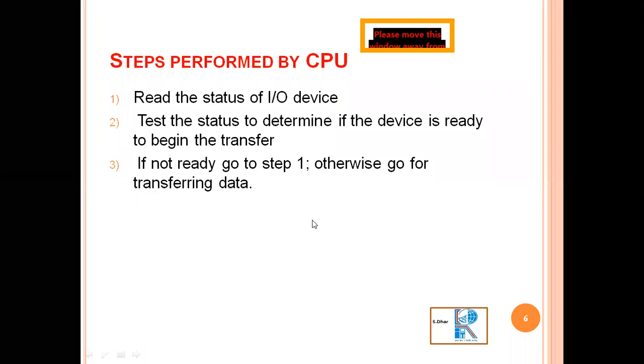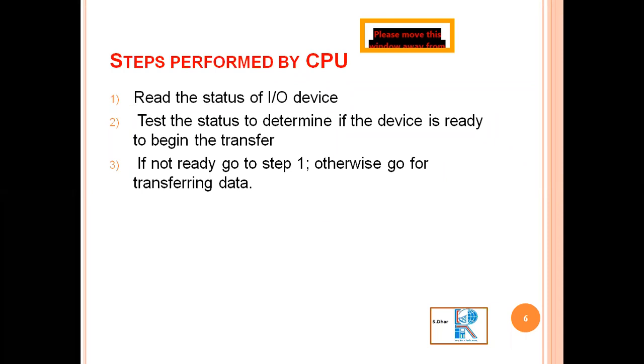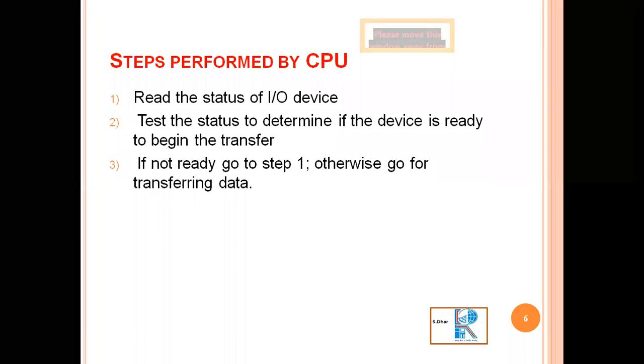In this case, the CPU remains idle. That means the CPU is a high-speed device, and the IO device is a slow-speed device. The CPU has to wait for the IO device for completion of its operation. So this whole process, programmed IO, is time-consuming.